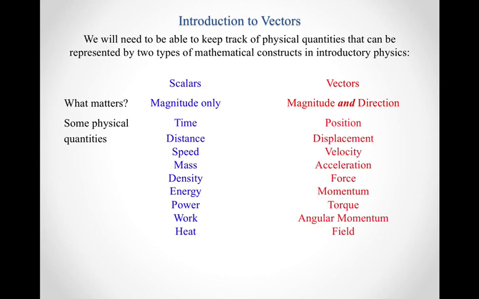Vectors, on the other hand, again, we care about both magnitude and direction. And so there are a lot of physical quantities that we're going to deal with throughout both this class and the second semester course that are going to be represented by vectors. So position, where something is located, cares about not just how far away from some point it is, but in what direction you have to go to get there.